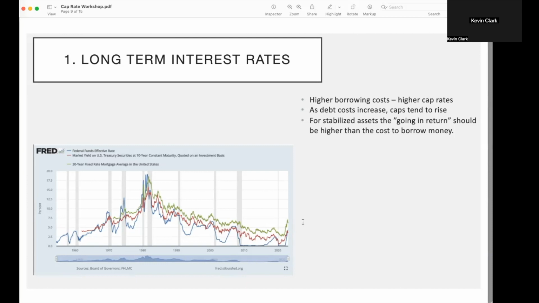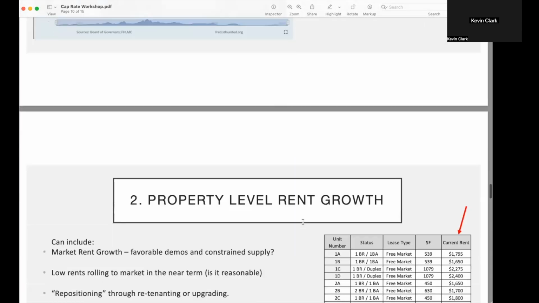And the last point here, for stabilized assets, the going in return should be higher than the cost to borrow money. When we say stabilized here, what we mean by that is market rate buildings that are currently getting market rent. You have a tenant in place. The tenant is paying prevailing market rent. There's no management upside immediately on lease rollover, something like that. You ought to be getting, at a minimum, more than the cost it is to borrow money. That's a typical thing. It doesn't mean you have to. There are other components of the cap rate where it may make sense for it to be less than borrowing costs. But if we were only looking at interest rates, that would be one threshold that we would want to make sure that we consider.